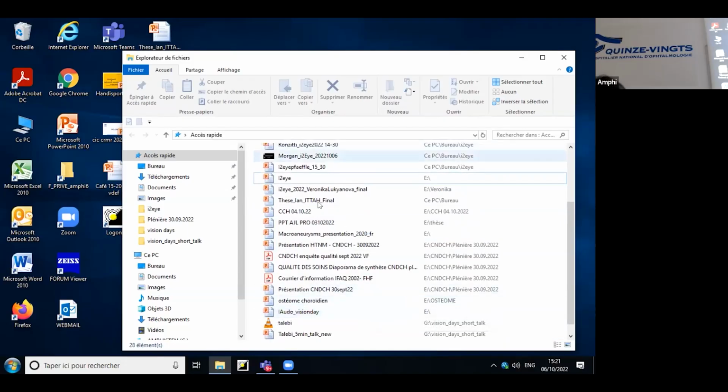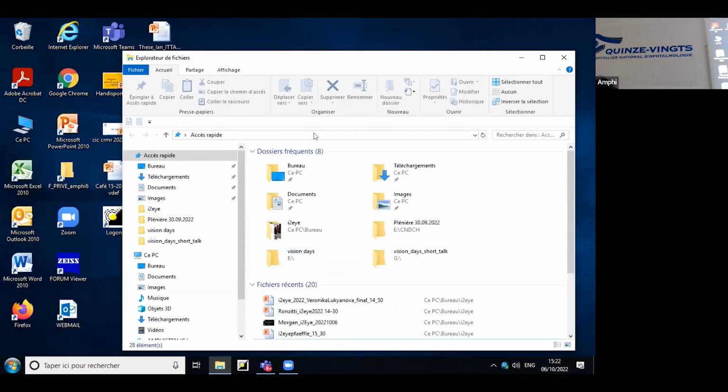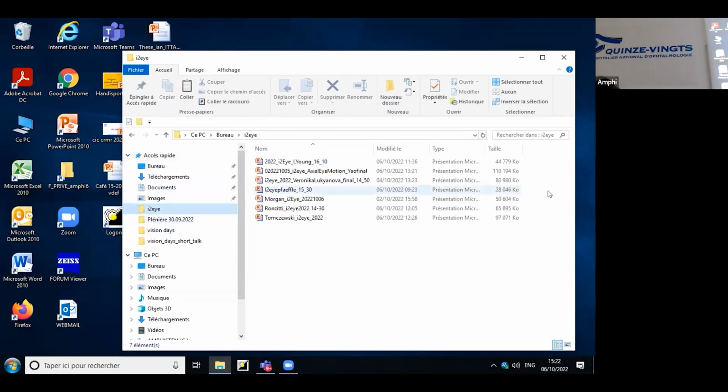Maybe save the... I was going to say there's a folder, i2eye folder.